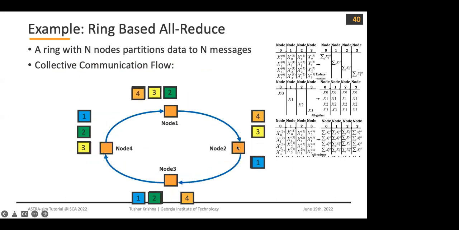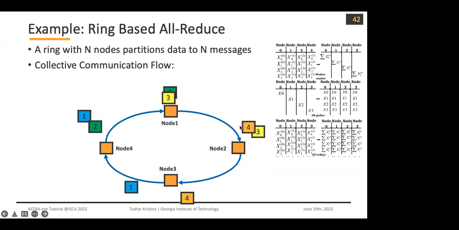So node 1 communicates message 1, node 2 communicates message 2, node 3 communicates message 3, and node 4 communicates message 4, right? So each of them in parallel was able to send a message without any contention in a ring. And of course, once you get the message, you add it to the local gradient, the local value that you have here. And then you continue this. So now this sent 1 again, this sent 2, this sent 3, this sent 4. And finally, this sent 1, 2, 3, and 4. So at the end of this step, reduce scatter is done.